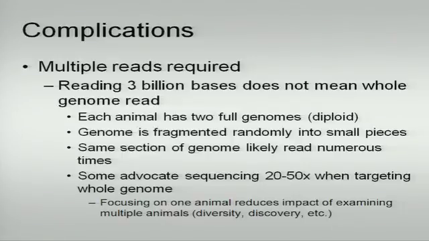Okay, and that's just sort of general math, but it shows some of the complications, and so that's why sometimes we get advocates, if we want to sequence one individual animal, of sequencing up to 20 or even 50x when we target the whole genome. Focusing on one animal, though, reduces the number of animals we can examine because of the cost of sequencing in the first place. Okay, so there's a balance that we all need to try to strike here on the best way to go forward. We're really trying to feel out, do we want more animals with less coverage, or do we want fewer animals that we really know more about?